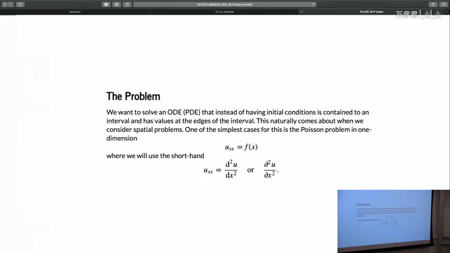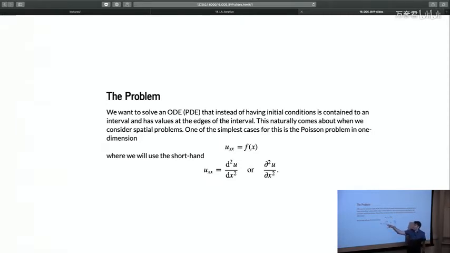So this is the basic problem. We've seen this before. We have some sort of spatial derivative. u_xx is equal to f(x), so this is the Poisson problem. So hopefully you've solved that before. It depends on what f(x) is, of course, but you can integrate this thing twice, and you get the solution.